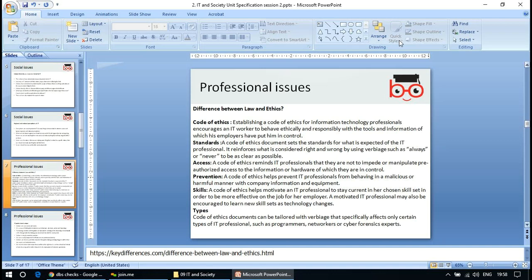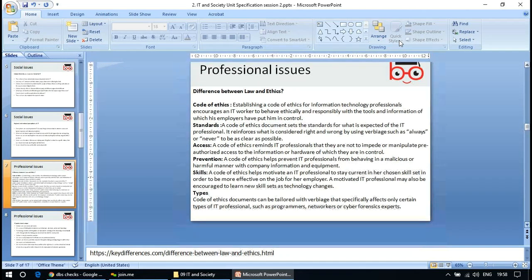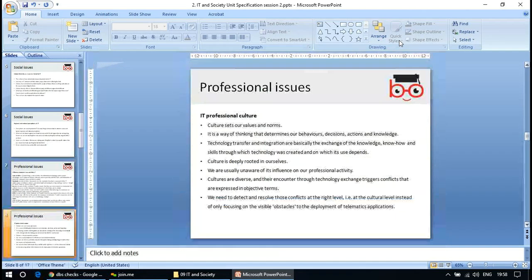Let me move a little bit more. IT professional culture. Culture sets our values and norms. It is a way of thinking that determines our behaviors, decisions, actions, and knowledge. Technology transfer or integration are basically the exchange of knowledge, know-how, and skills through which technology was created and on which its use depends. Culture is deeply rooted in ourselves.